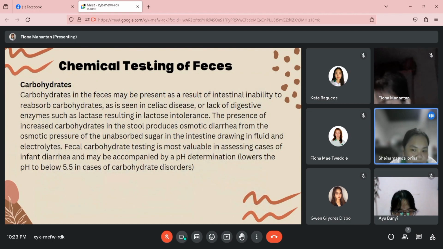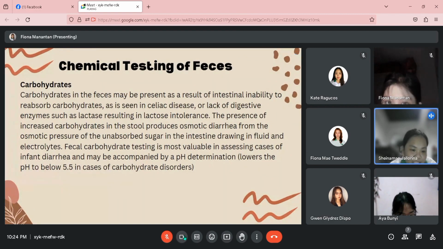The last one for chemical testing of feces is carbohydrates. Carbohydrates in the feces may be present as a result of intestinal inability to reabsorb carbohydrates, as is seen in celiac disease, or lack of digestive enzymes such as lactase resulting in lactose intolerance. The presence of increased carbohydrates in the stool produces osmotic diarrhea from the osmotic pressure of the unabsorbed sugar in the intestine drawing in fluid and electrolytes.